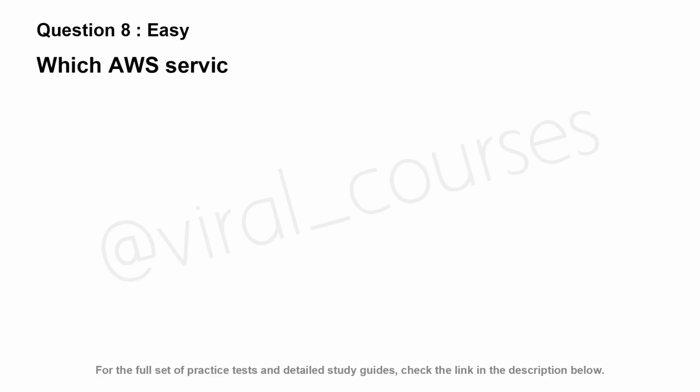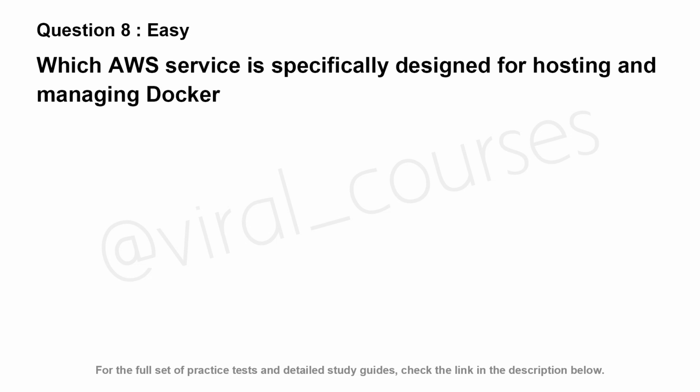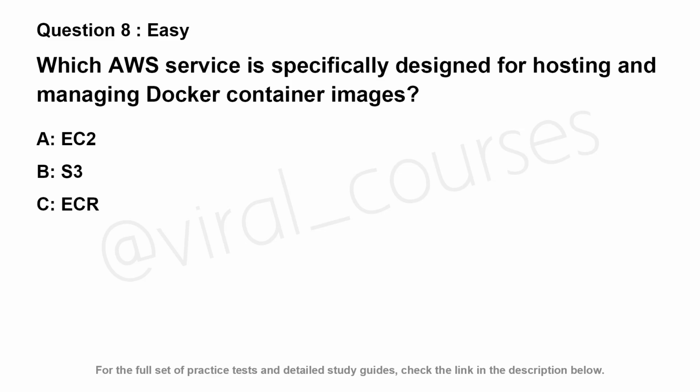Which AWS service is specifically designed for hosting and managing Docker container images? Option A, EC2. Option B, S3. Option C, ECR. Option D, Lambda.